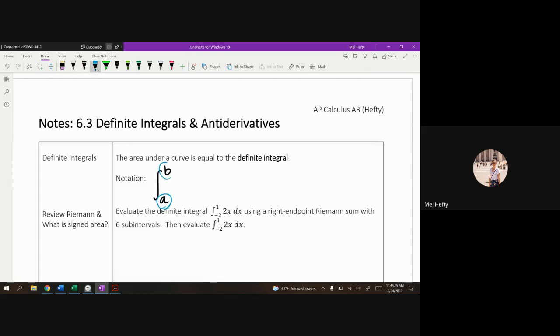Those two numbers are called bounds. Sometimes they're called limits as well. I usually stick to the verbiage bounds because we already have another thing that is a limit. So kind of like an interval you could think of. It's telling us we're taking our area from A up to B.